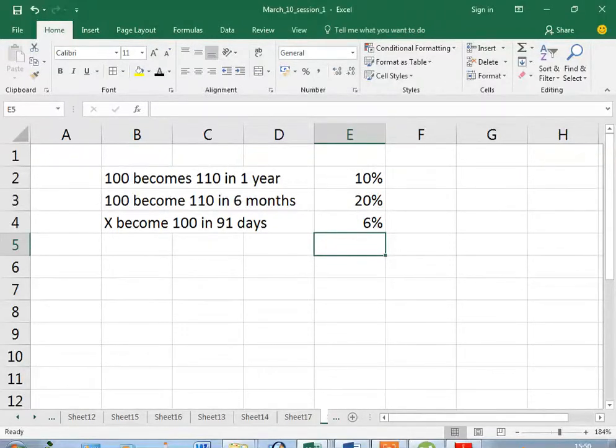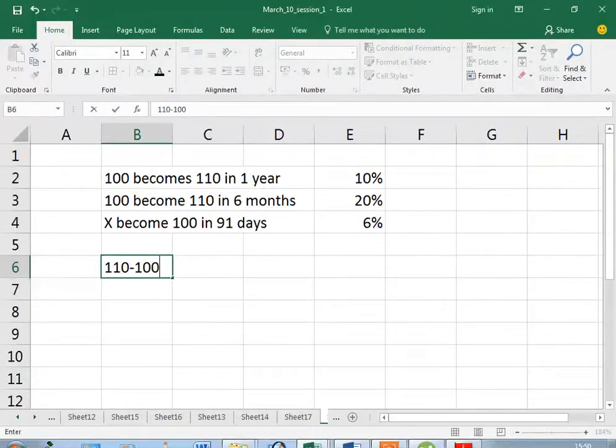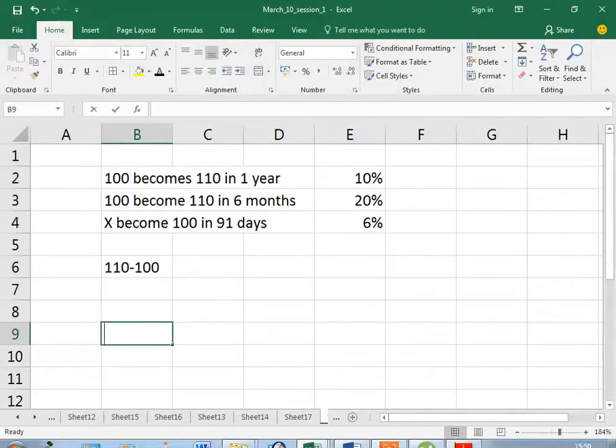Can you tell me how you calculated this 20? Exact calculation I want. How did you get 10? 110 minus 100. I am writing below 100 minus X. Because X is 100, 110 is 100. Both the statements: 100 became 110, 110 minus 100. X became 100, 100 minus X.